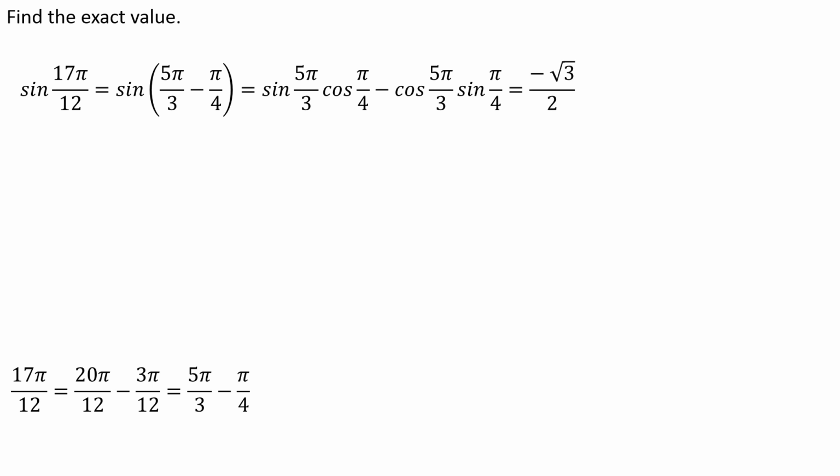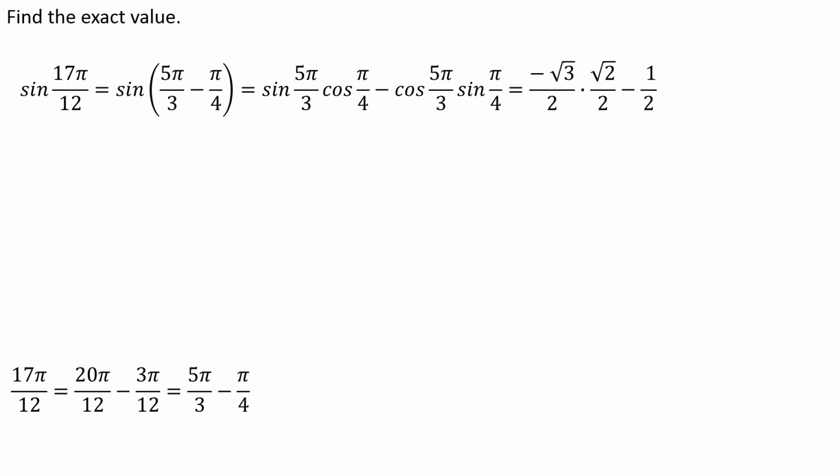Of course, 5 pi over 3, sine is negative at this point. Cosine of pi over 4, that's just our root 2 over 2. Then there's that subtraction symbol. Cosine 5 pi over 3 is positive 1/2. Right, because 5 pi over 3 is in quadrant number 4. Well, sine is negative. Cosine is actually positive there.